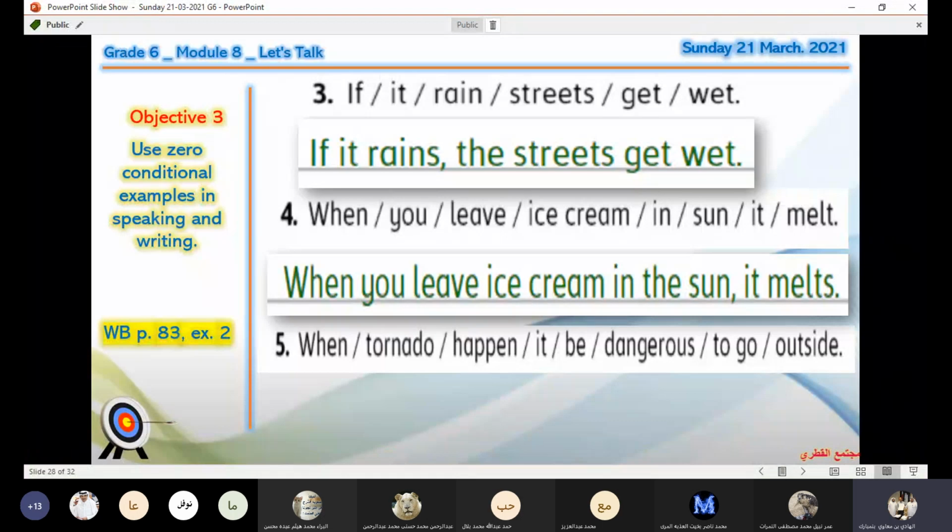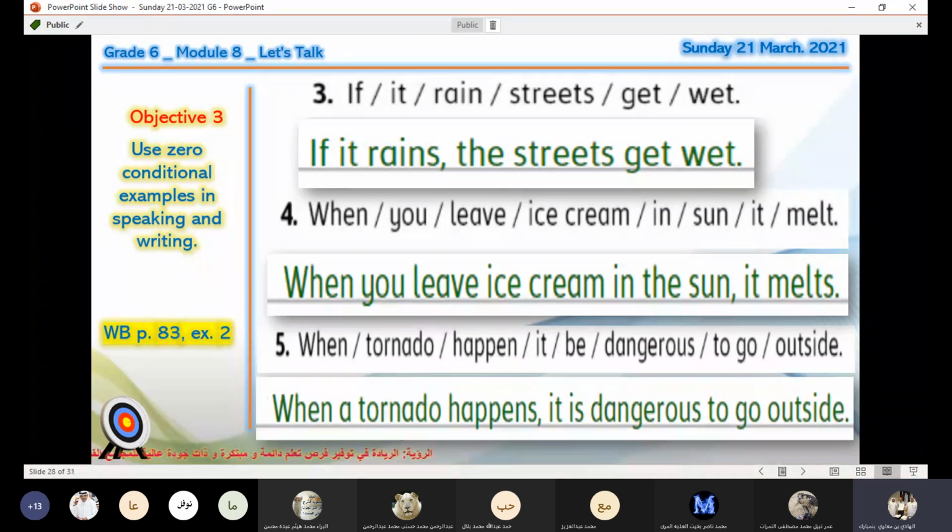I know that you are brilliant in English. You are a brilliant student. When a tornado happens, it is dangerous to go outside. Great. Thank you so much. When a tornado happens, we have to add S here. It's dangerous to go outside.